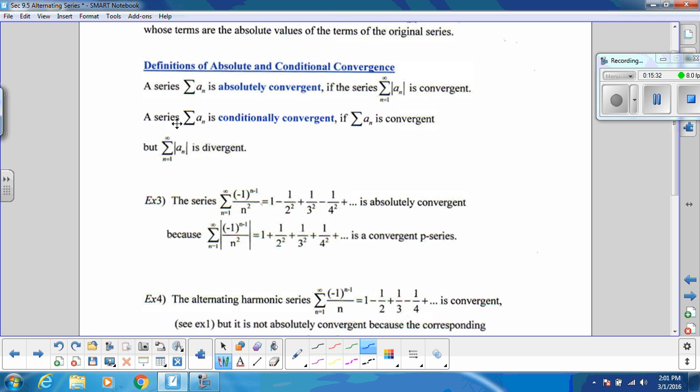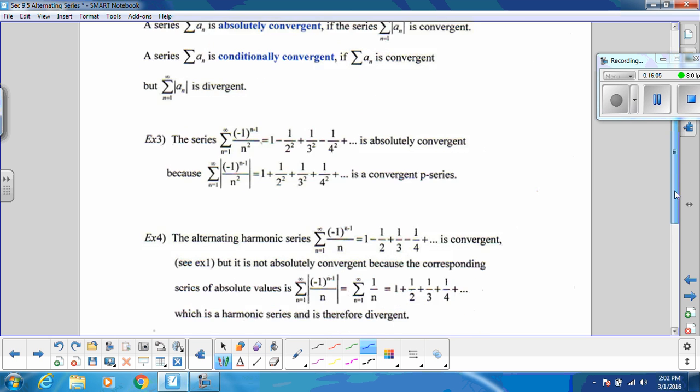And then the series is called conditionally convergent. Think about it, it depends on the condition. If the original is convergent but the absolute value is divergent. So if you take the absolute value of a series and it's convergent, we call it absolutely convergent. If you take the absolute value and it's divergent, go back and check the original. If the original is convergent, then we call it conditionally convergent. If it's divergent, then it's just divergent. So it's just a way to classify a series.